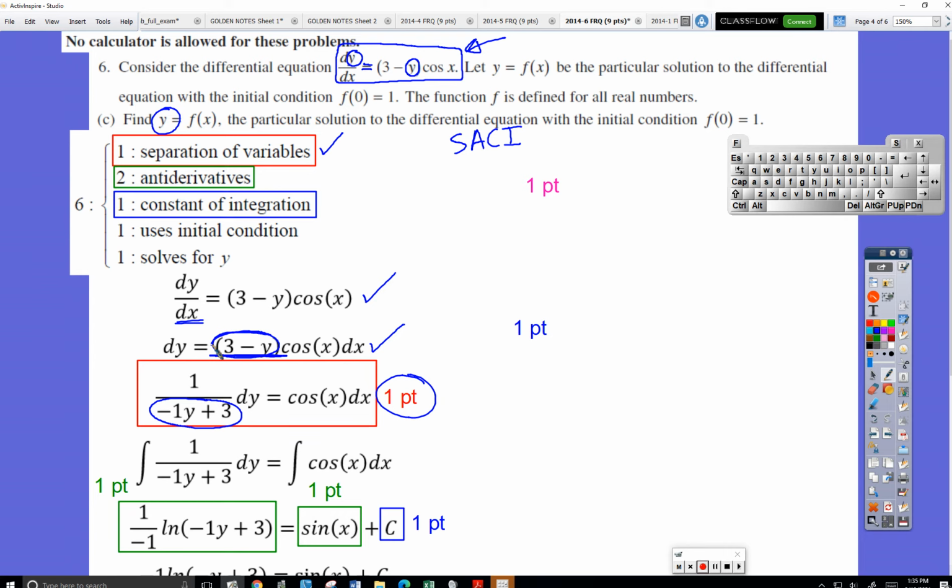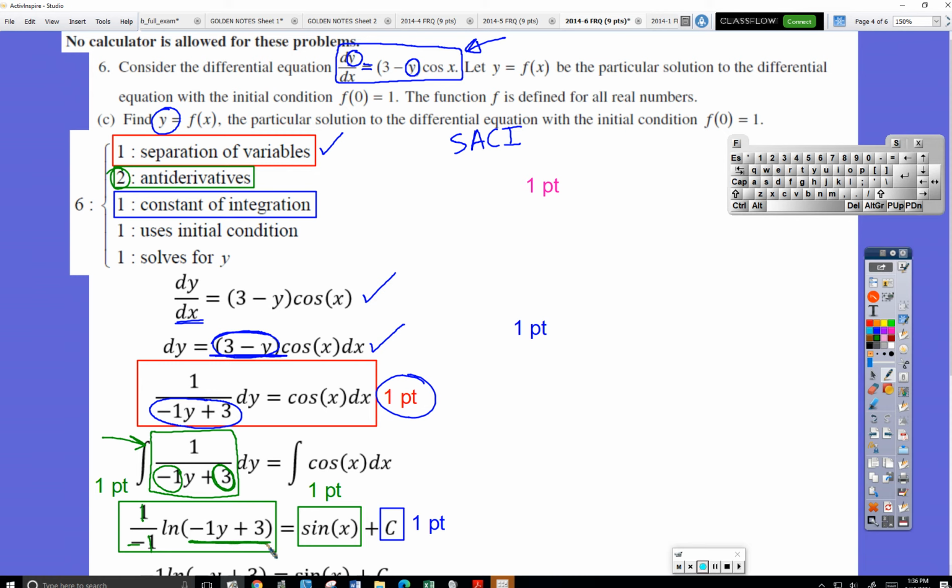Next step is to find antiderivatives. So let's label these here. Labeling's a little bit off. No, it's okay. So right here, we get 2 points for finding antiderivative. Okay, this antiderivative requires the use of the 1 over a, or the extended rule. So a is -1, b is 3. The rule says this antiderivative is 1 over a multiplied by natural log of ax plus b.